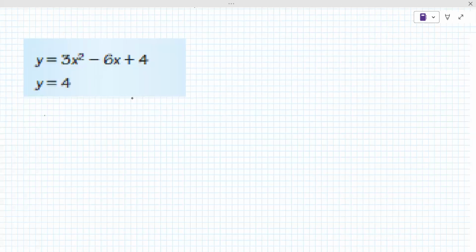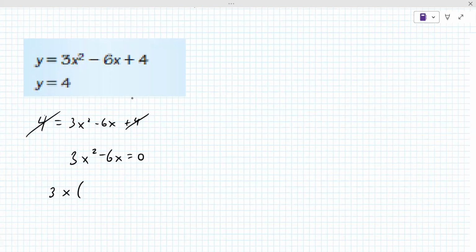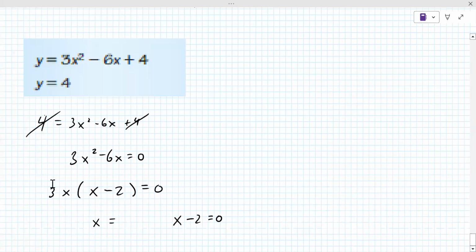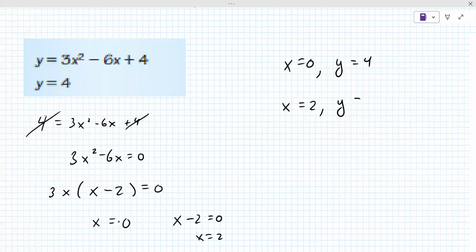You set the 4 equals 3x squared minus 6x plus 4. The 4's cancel. 3x squared minus 6x equals 0. Factor out 3x, so this becomes 3x times x minus 2. What are the 2 x values? You get 2 and 0. Yes, and then you go back, but in this case, the y value is always 4. So it's x equals 0, y equals 4, and x equals 2, y equals 4. You got it.